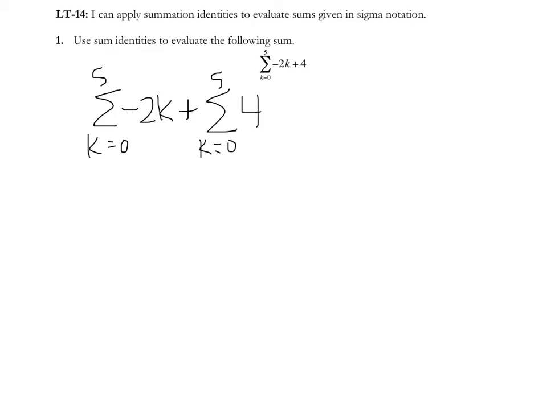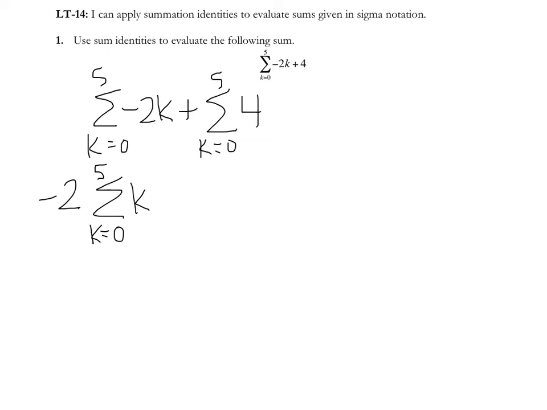So the next thing I look for is, in each of these cases, is there a number just multiplied on the inside that we can pull out in front of the sigma? So in this case here, we have negative 2 times k on the inside of our sigma. What we can do is we can pull the negative 2 out in front of the sigma so that we're just left with k on the inside.